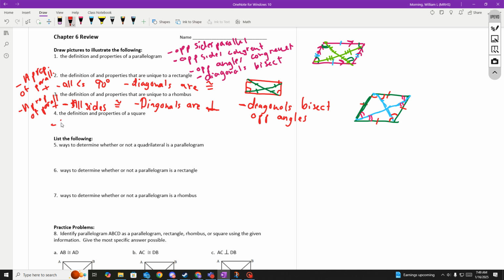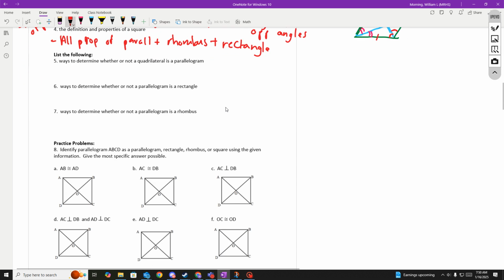For the square, this is all properties of the parallelogram plus all the properties of the rhombus plus all the properties of the rectangle. Okay, so the square is just a rhombus and a rectangle. Everything that makes a rhombus and a rectangle together will make a square. Of course, they are still parallelograms, so everything that's true about a parallelogram is true about these as well.